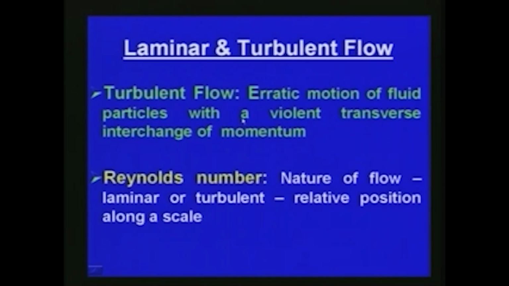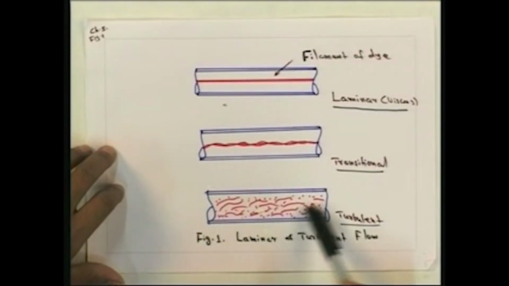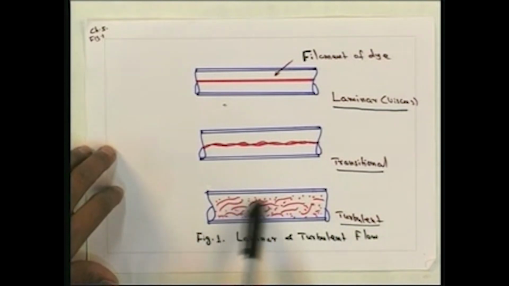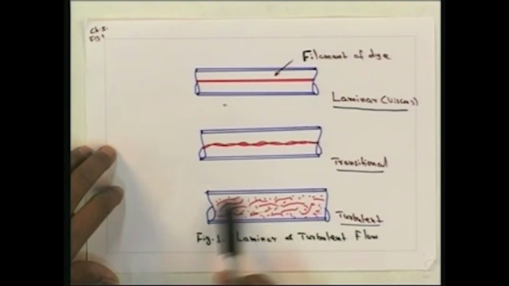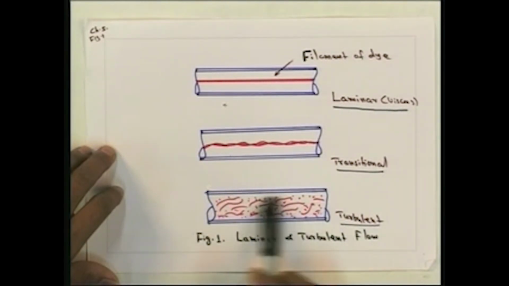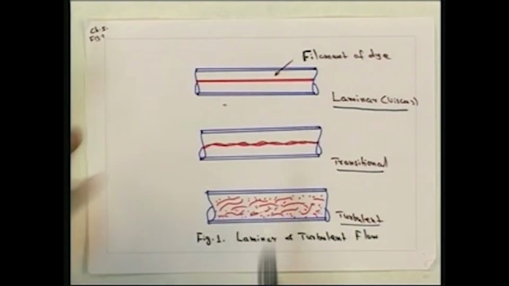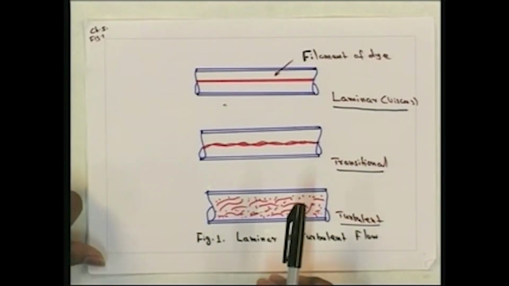Here, whenever we inject the dye and the velocity is increased or other flow parameters change, there is total mixing of the dye within the fluid, and the flow becomes totally turbulent. So we define turbulent flow as flow with erratic motion of fluid particles with a violent transverse interchange of momentum.